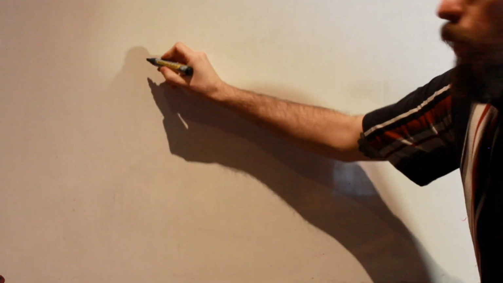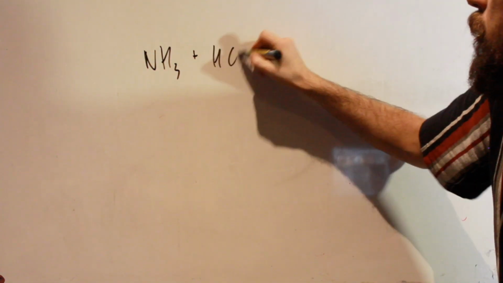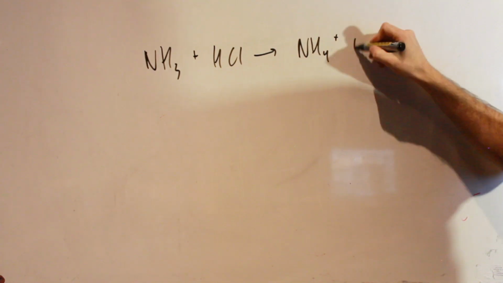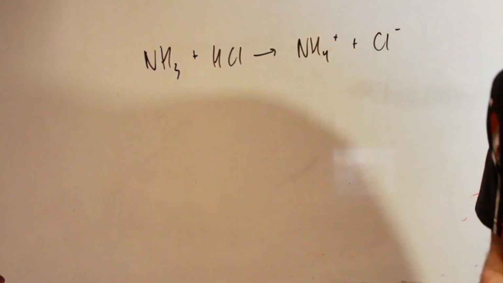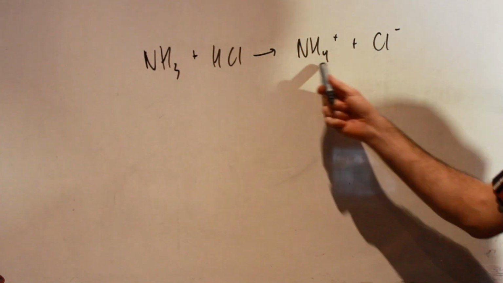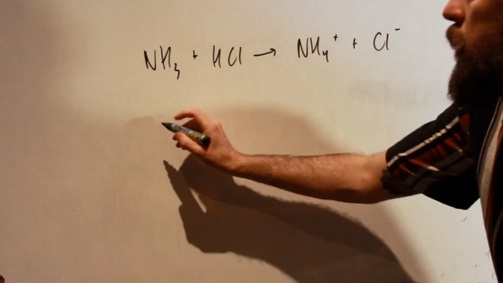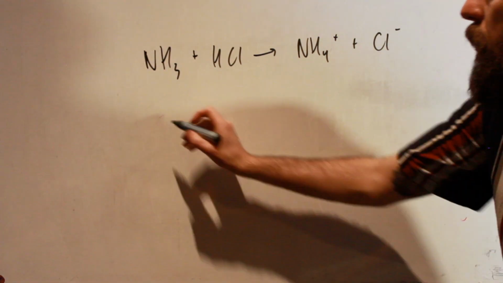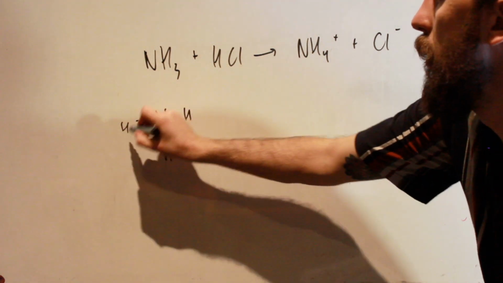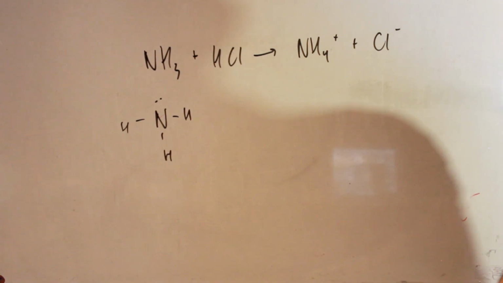So we've got NH3 plus HCl goes to NH4+ plus Cl-. If you want to, pause now and write the dative bond on the ammonium, and then check when you resume. So ammonia is group number 5. So ammonia can form 3 bonds like so. Hydrogen, group number 1.